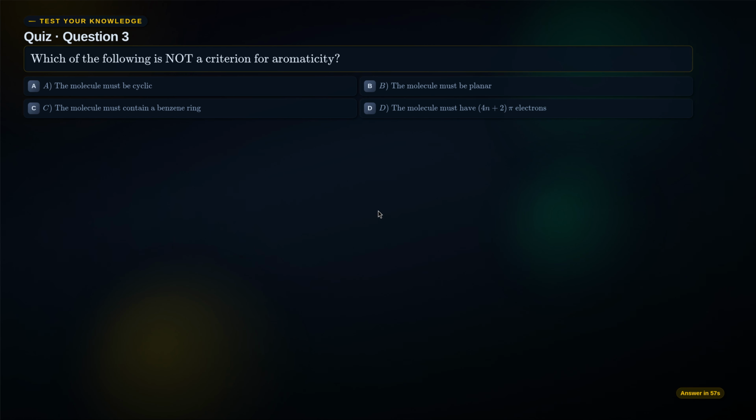Quiz question 3. Which of the following is not a criterion for aromaticity? Option A, the molecule must be cyclic. Option B, the molecule must be planar. Option C, the molecule must contain a benzene ring. Option D, the molecule must have 4n plus 2 pi electrons. Consider each option carefully.